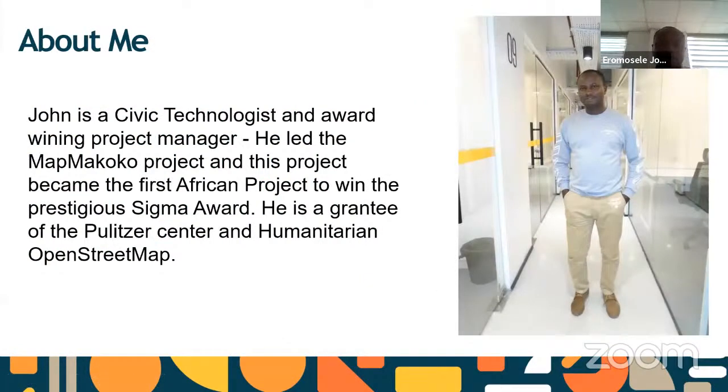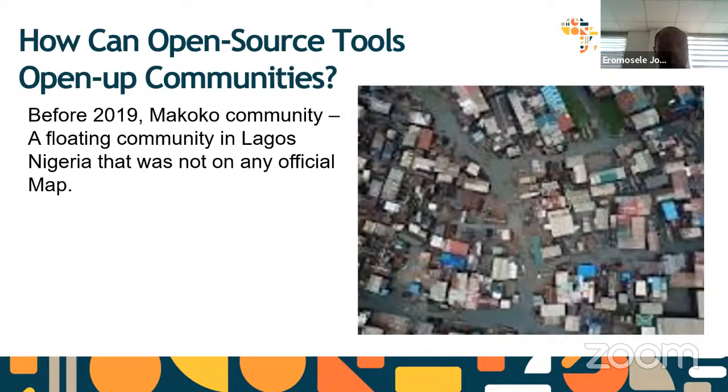I'm a civic technologist, that's me there. One of our major projects on Makoko was award-winning. I think that became the first African project to win the prestigious Sigma Award. I'm also a grantee of the Humanitarian OpenStreetMap and the Pulitzer Center on Crisis Reporting with respect to that project. As time permits, I will share a couple of projects and how we were able to succeed on them.